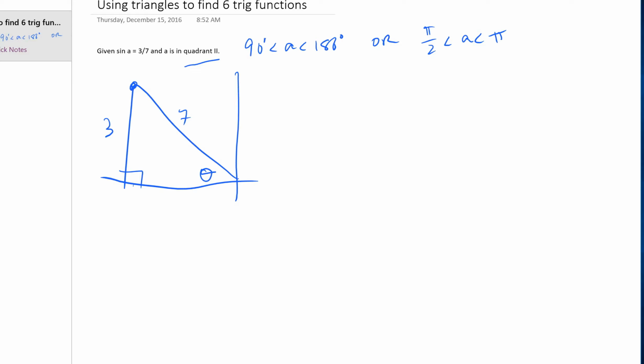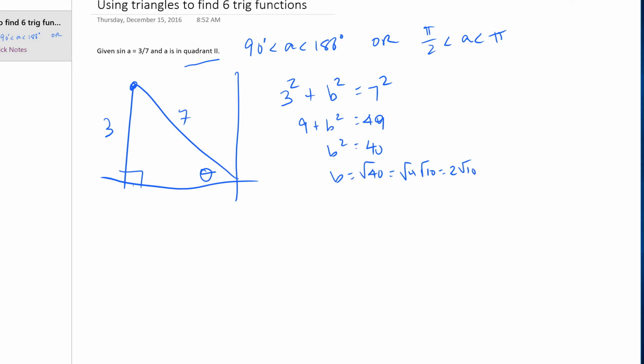Now we can find the other side by using Pythagorean theorem. So I would say 3 squared plus b squared equals 7 squared, or 9 plus b squared equals 49, or b squared equals 40. Now if I find b, I would have to take the square root of 40. Now in taking the square root of 40, I know that I can simplify that to the square root of 4 times the square root of 10, which becomes 2 square roots of 10. So now I know this side is 2 square roots of 10.